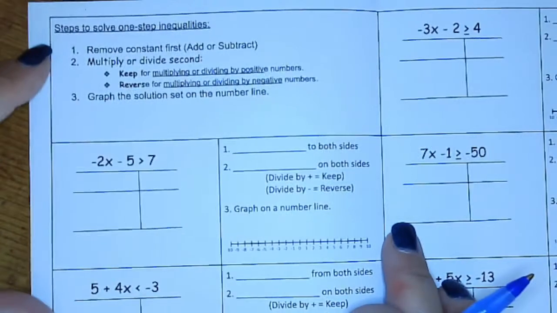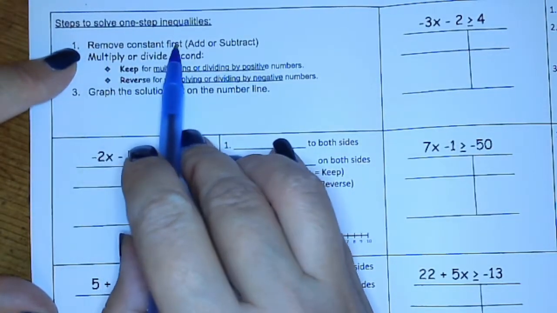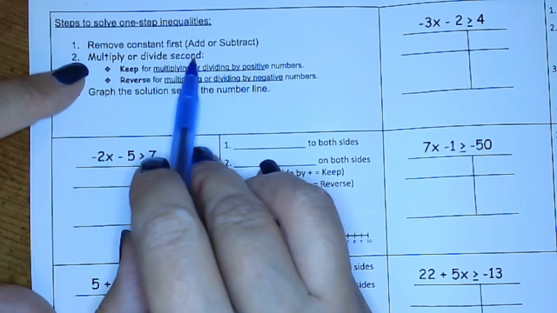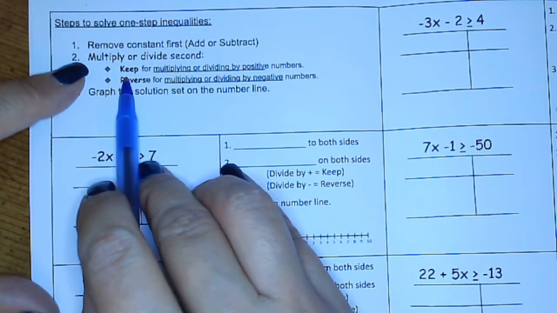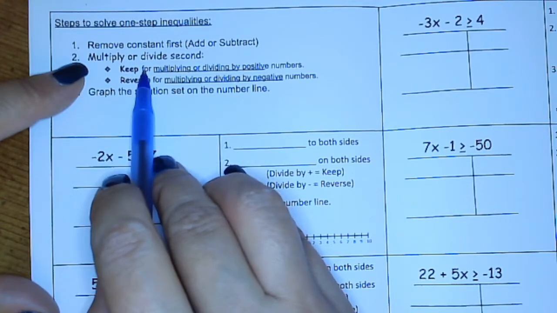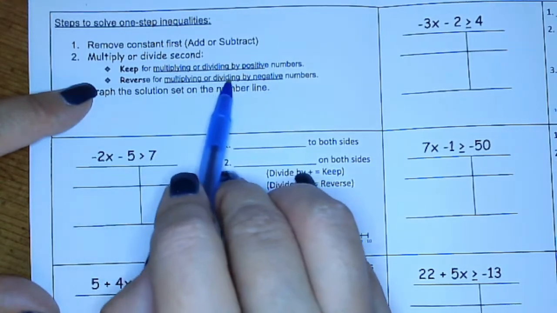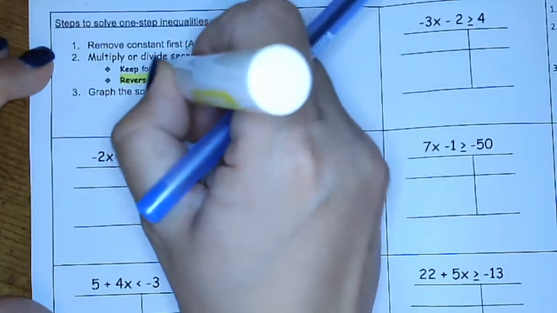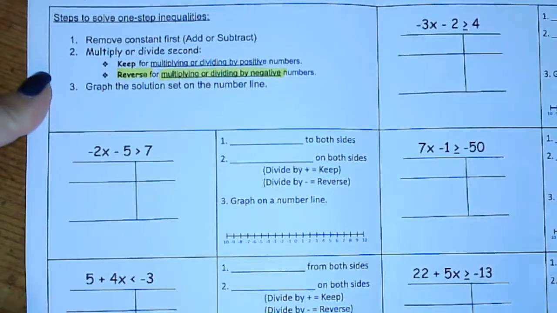So to solve, remember to follow the steps. Number 1, remove the constant, add or subtract. Number 2, multiply or divide, and this is when it's important to remember. For multiplying and dividing by positive, we keep the inequality symbol the same, and then we reverse for multiplying and dividing by negative. So the only time when we reverse the symbol is multiplying or dividing by negative number. Then graph the solution set on the number line.